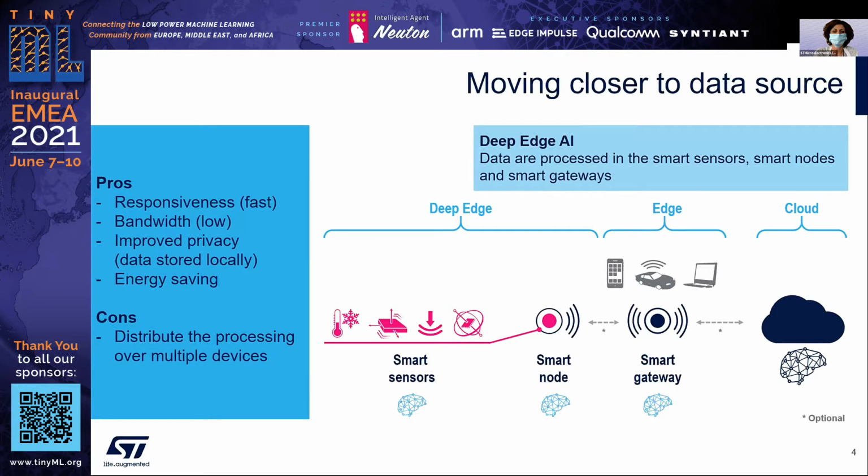Then, of course, when we talk about deep edge AI, we also have other important benefits like the responsiveness of the nodes, the bandwidth limitation, or let me say you can save bandwidth, and of course you can improve the privacy. But today, what we want to focus on and show you in a real practical use case is deep edge AI where the algorithm runs in both the smart sensor and the smart microcontroller.